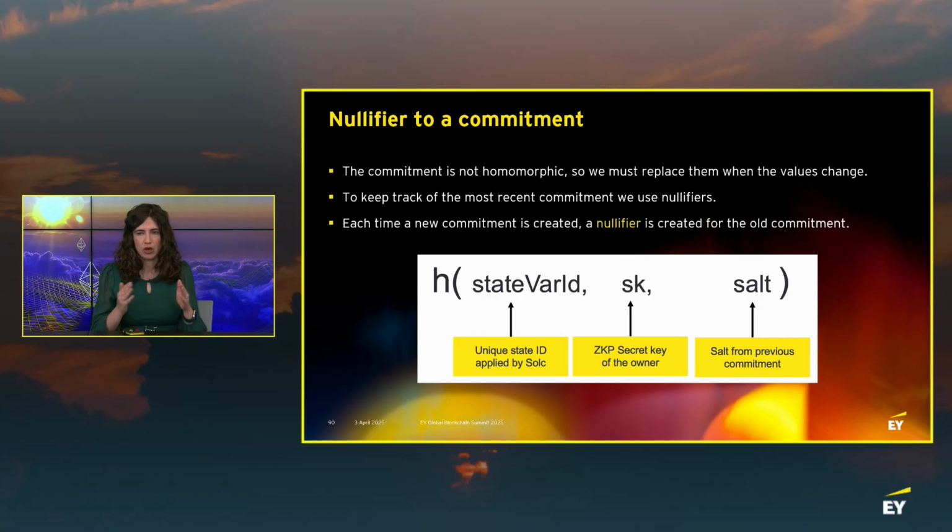Then we only want the owner of the variable to be able to nullify it, because they're the only one who should be able to change it. So we have to include the secret key in the hash. And then we also include the salt to tie the nullifier to the commitment.